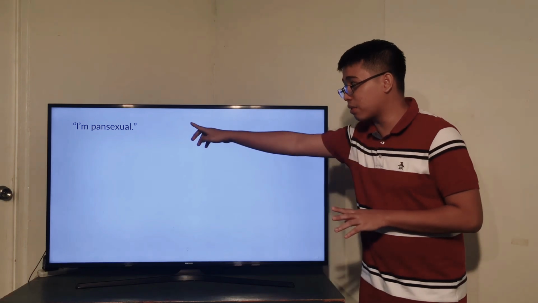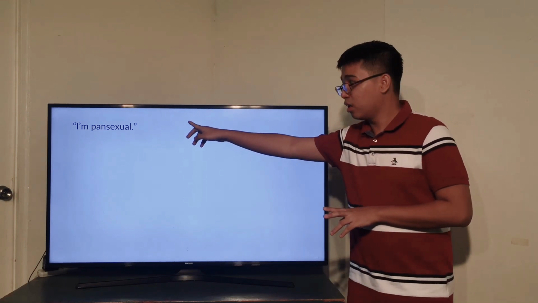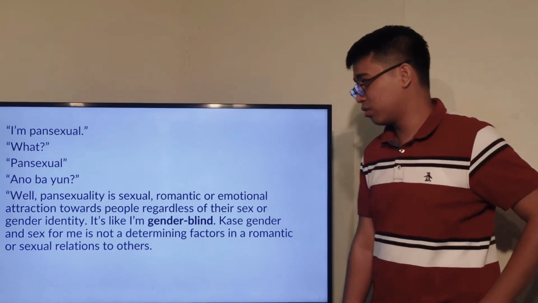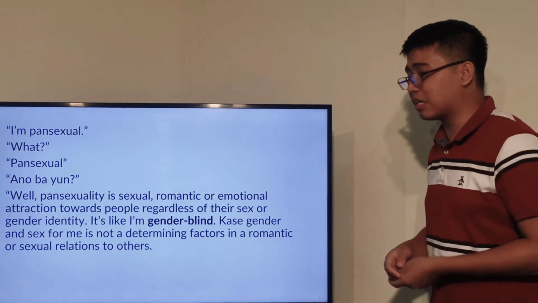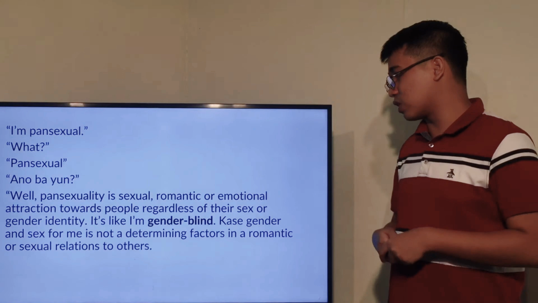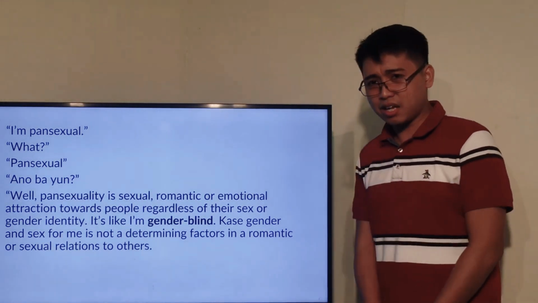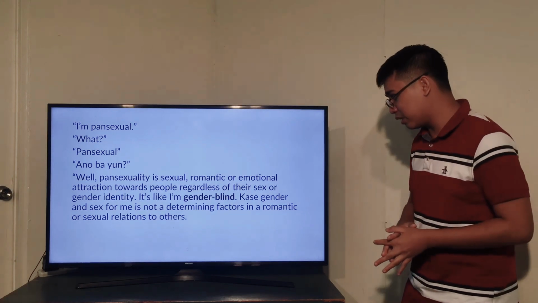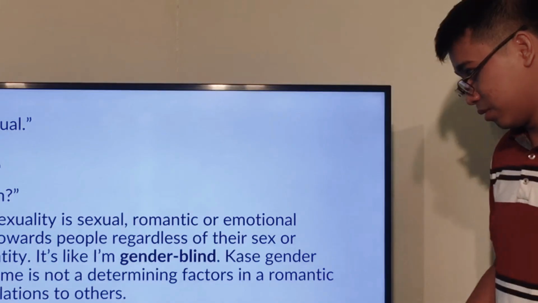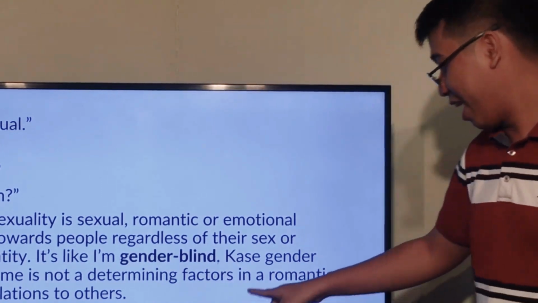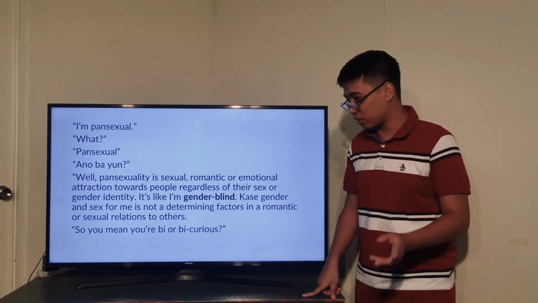Because we don't want to say, for example, I'm pansexual. They'd say, what? Pansexual? What is that? Well, you say that pansexuality is sexual, romantic, or emotional attraction towards people, regardless of their sex or gender identity. It's like, I'm gender blind, because gender and sex for me are not determining factors in a romantic or sexual relationship with others.